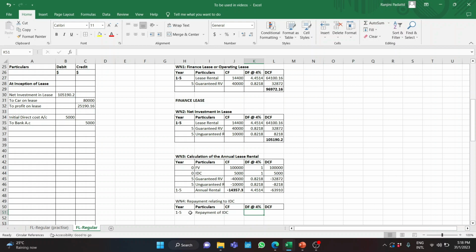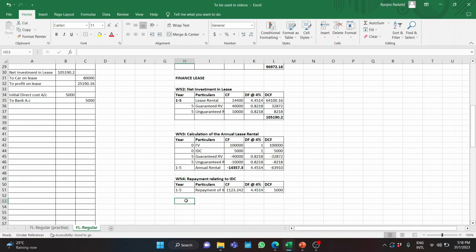So it is an inflow. We know that this annuity factor is 4.4514 and we want the discounted cash flow to be equal to the initial direct cost of 5,000. So every year $1123 of the repayment is to be taken towards amortization of the initial direct cost. Now we come after this to our usual working note of calculation of interest.